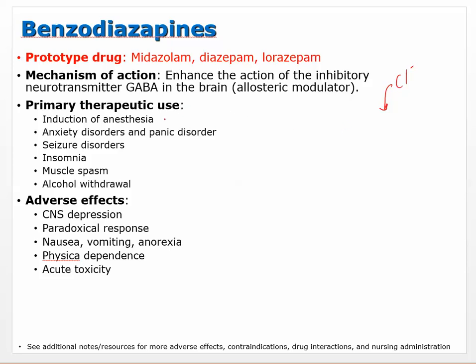Primary therapeutic use is induction of anesthesia. It's one of the drugs, and a general anesthetic is going to be a combination of a number of different drugs, which we're going to talk about. And then what we've seen: anxiety disorders, seizure disorders, insomnia, muscle spasms, which we just learned about as well, and then alcohol withdrawal. So these keep showing up. Adverse effects: CNS depression, paradoxical response. Remember, we see that especially in the elderly. And then maybe some nausea, vomiting, anorexia, physical dependence, which we mentioned, and acute toxicity, which is why people can overdose on these, and people can die from that.